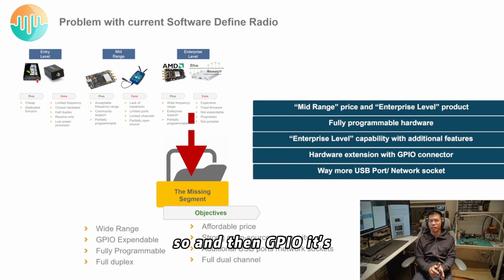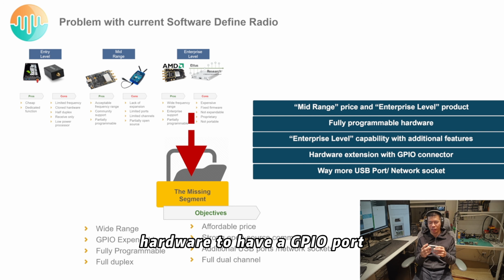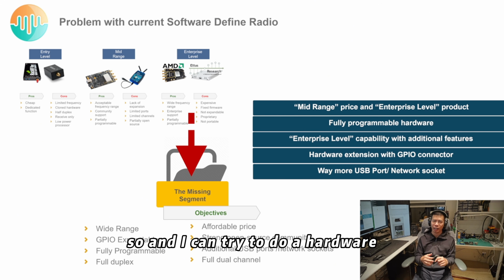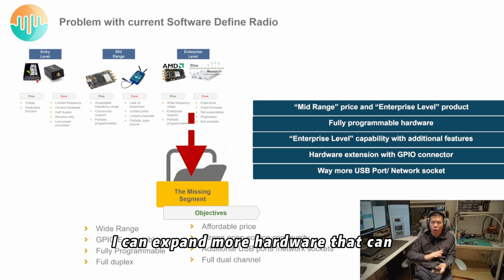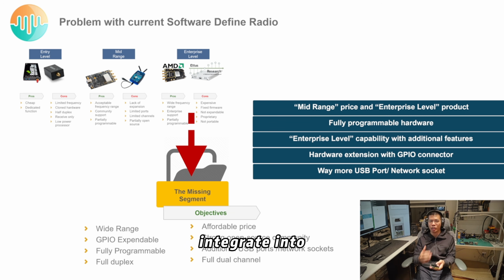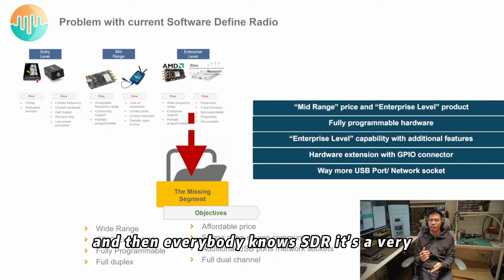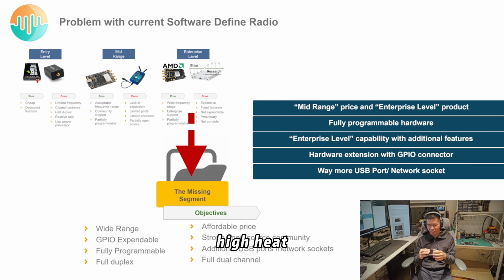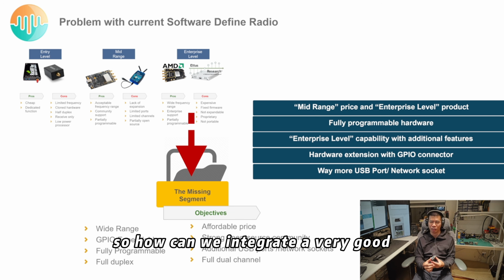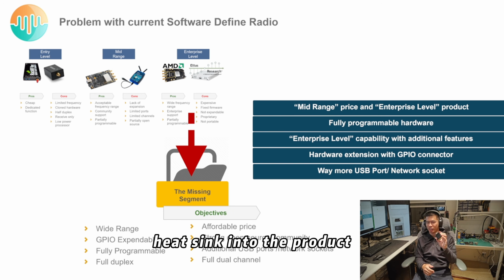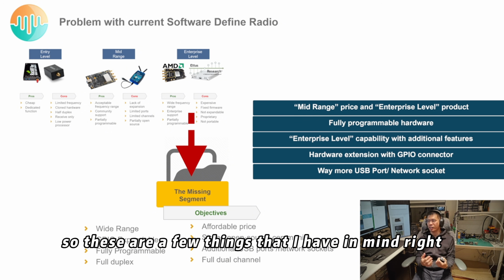And then GPIO, it's a must. I want my SDR hardware to have a GPIO port, so I can try to build hardware and expand the capability. I can integrate more hardware into my SDR devices, right? And everybody knows SDR is a very high heat product. I'm talking about temperature in this case, right? So how can we integrate a very good heat sink into the product? These are the few things that I have in mind, right?